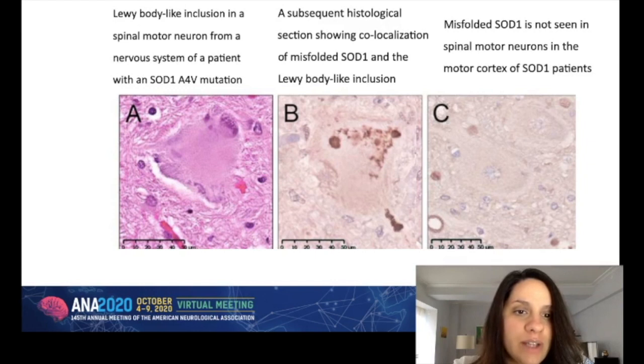Here are some pathological sections of a patient who has SOD1 ALS, specifically the A4V mutation. The left and center are of spinal motor neurons, and the right is in the motor cortex. The left shows a Lewy body-like inclusion in the spinal motor neuron, and in the center, this is accompanied by misfolded SOD1. On the right, there is an absence of misfolded SOD1 in the motor cortex.